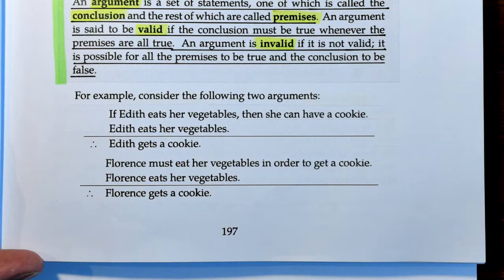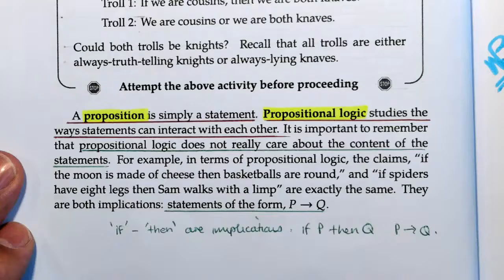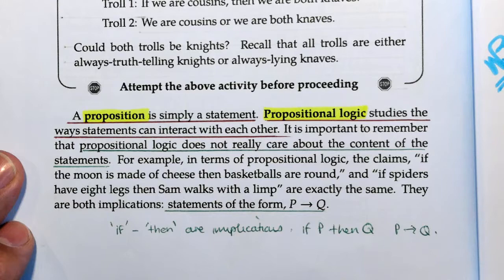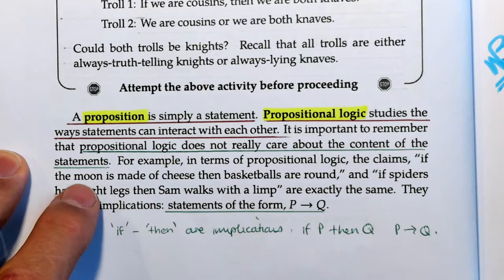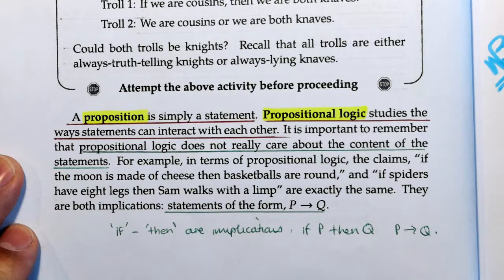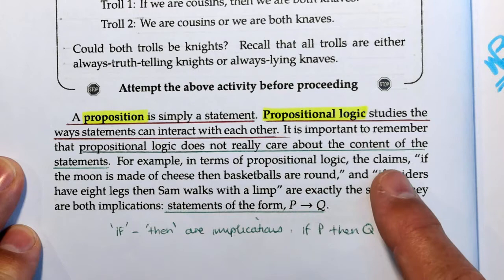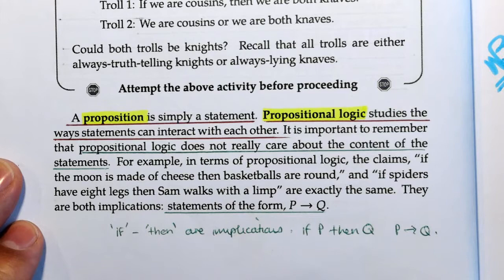We talk about this as propositional logic. So what is a proposition? Well, a proposition is a statement. Propositional logic studies the ways statements can interact with each other. He says it is important to remember that propositional logic does not really care about the content of the statements. For example, in terms of propositional logic, the claims, if the moon is made of cheese then basketballs are round, and if spiders have eight legs then Sam walks with a limp, are exactly the same. There's an if-then statement. They are both implications, statements of the form, if P, then Q. Okay, these are implications, if P, then Q.